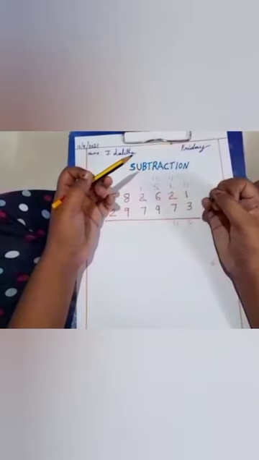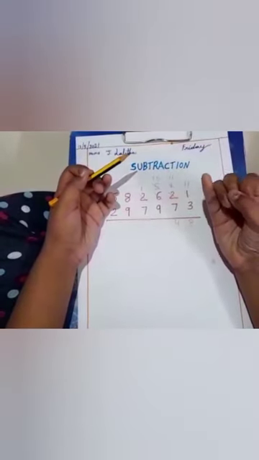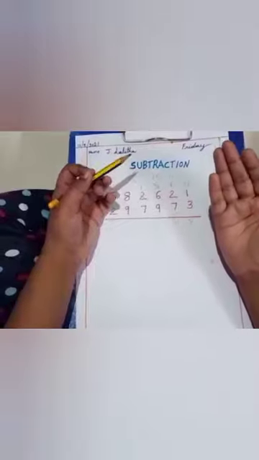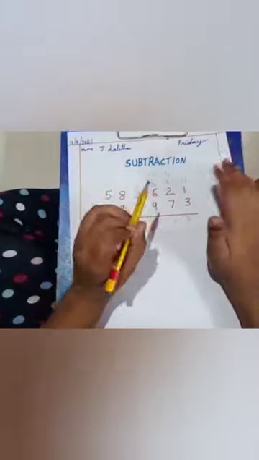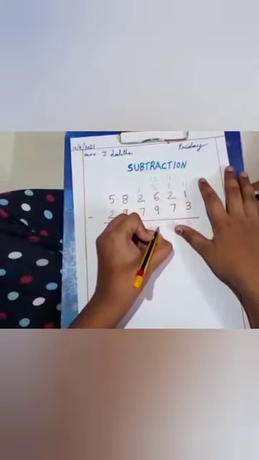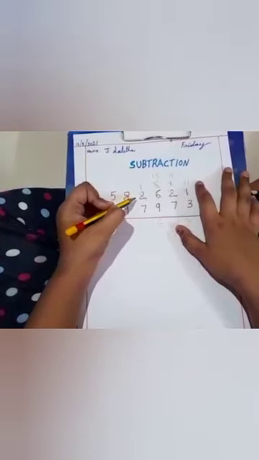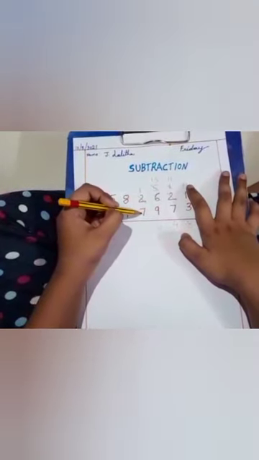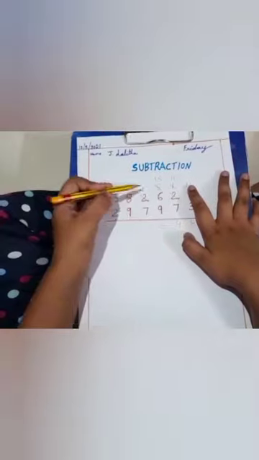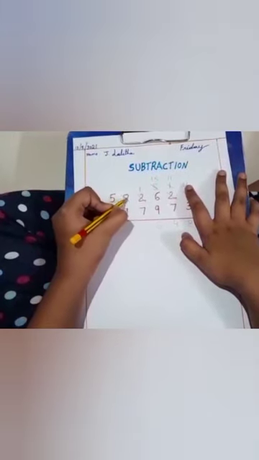After 9, 10, 11, 12, 13, 14, 15. The answer is 6. We cannot minus 7 from 1. That's why we take borrow.